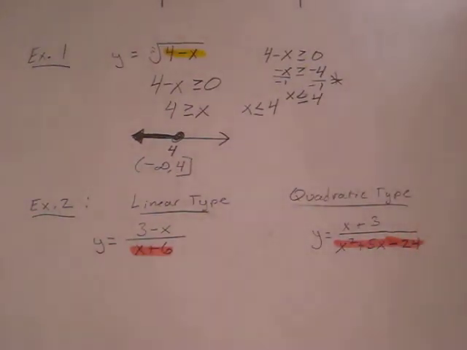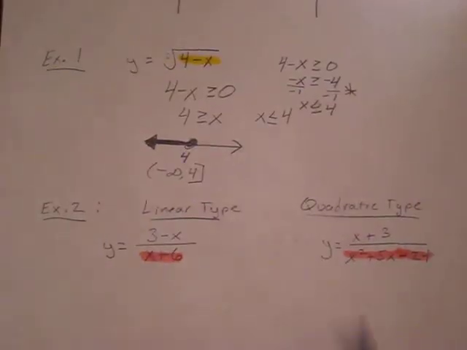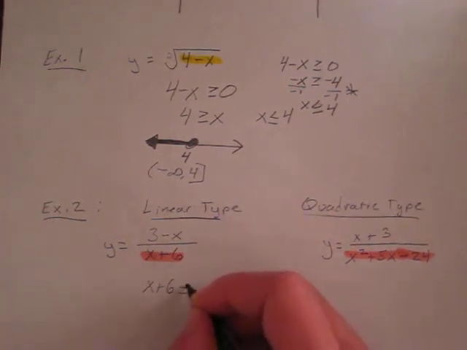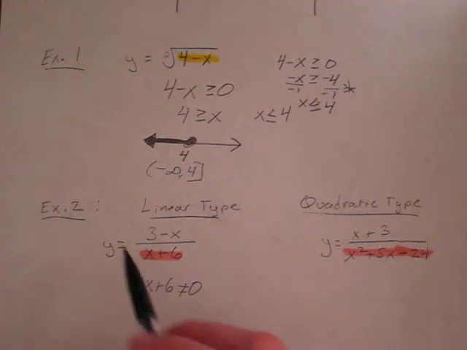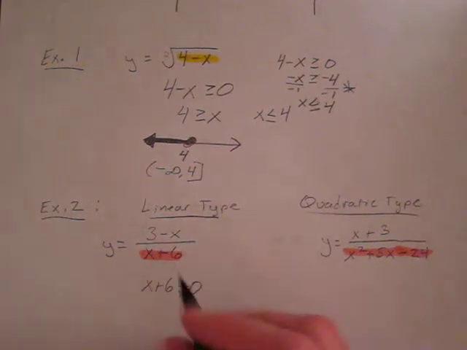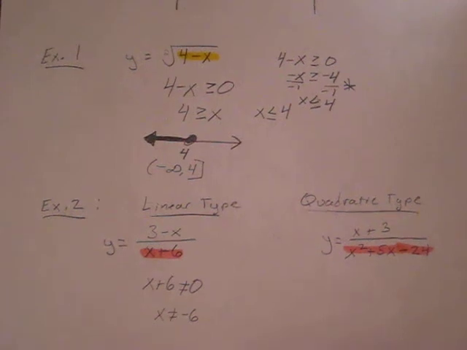Now there's two different types that we're going to learn. One is a linear type and one's a quadratic type. The linear type is very easy. You just say x plus 6 cannot equal 0 because there's no radical, so we have no inequality symbol, but we do have a denominator with x in it, and we can't divide by x. Now you just solve this. X cannot be negative 6.